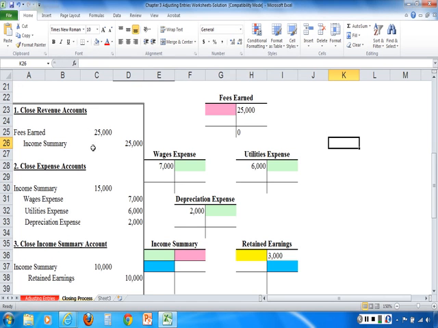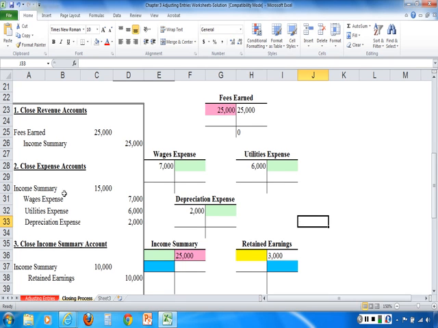So my closing entry to close out the revenue account would be a debit to fees earned for $25,000 and a credit to income summary for $25,000. If I posted this entry, I would indeed accomplish what I wanted to, which is get the balance of the fees earned account to zero, and then I would be transferring $25,000 to the income summary account as well.